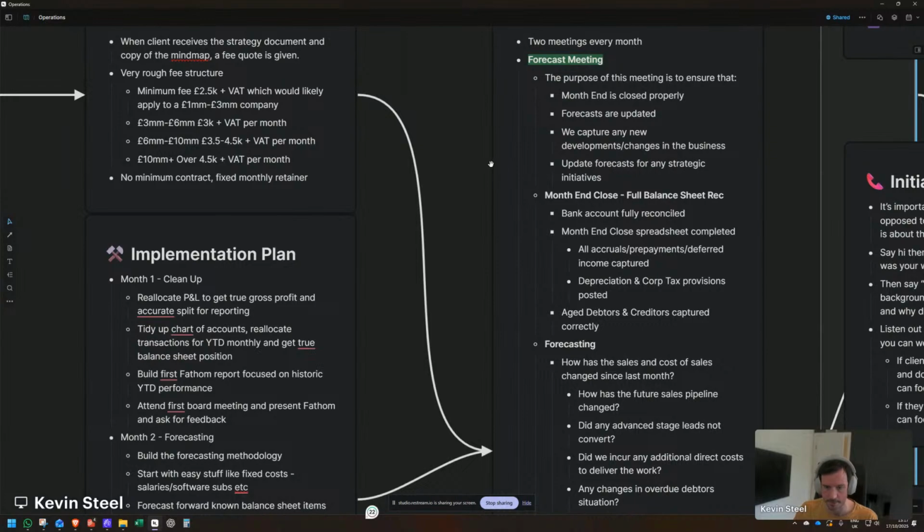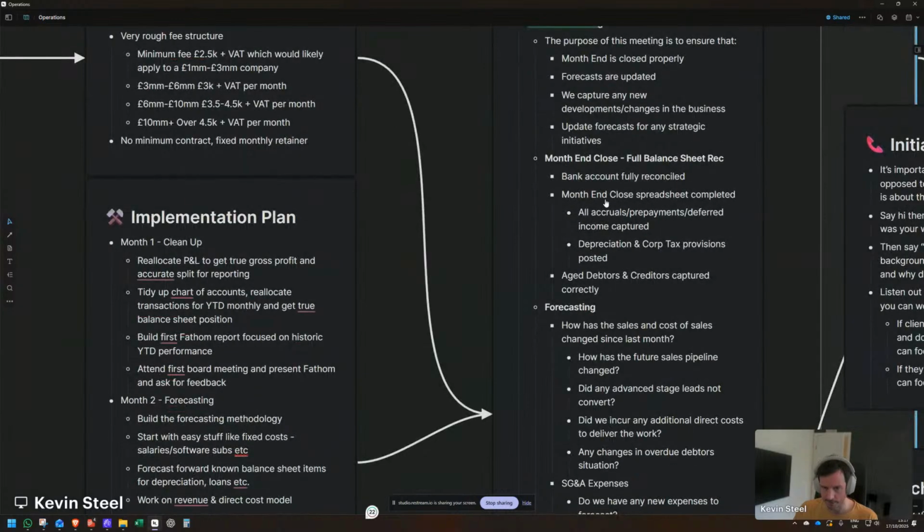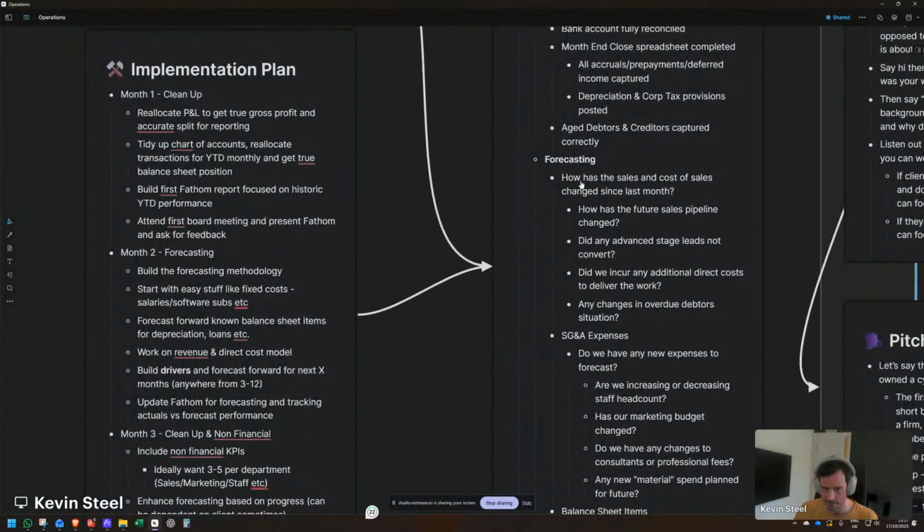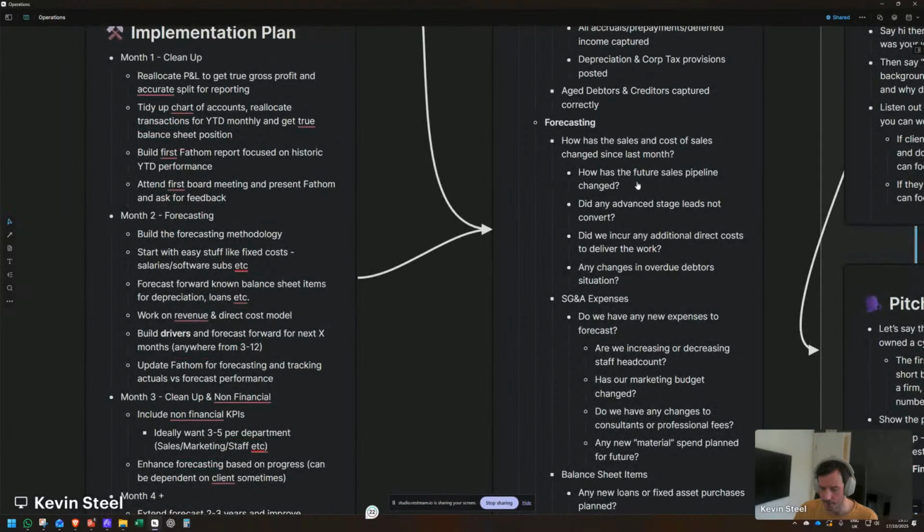And just to repeat myself a little bit, in terms of the month-end close, full balance sheet rec, etc. Already said all that. So forecasting, how have sales and cost of sales changed for last month? Has the sales pipeline changed? Any advanced stage leads not convert? Did we incur any additional direct cost to deliver the work? Any changes in the overdue debtors situation?